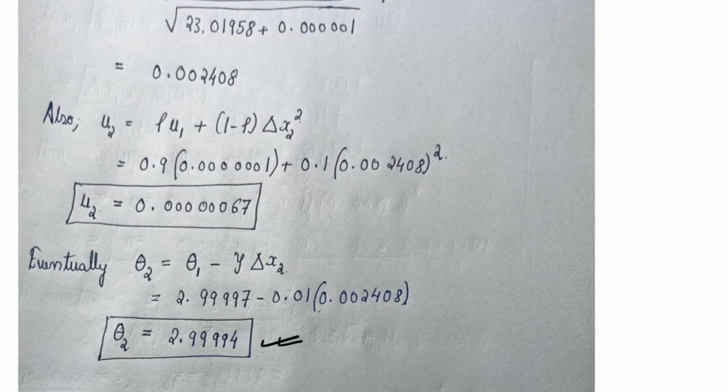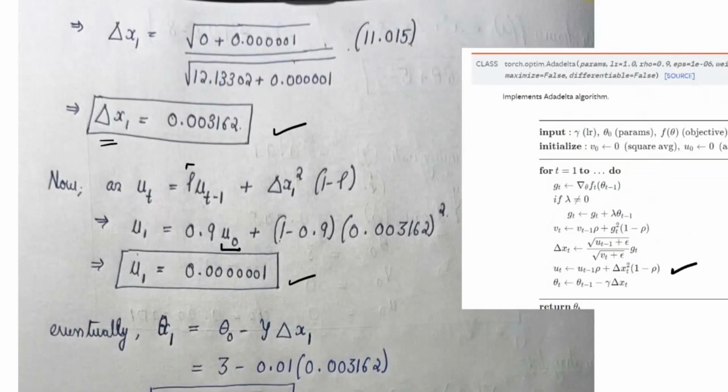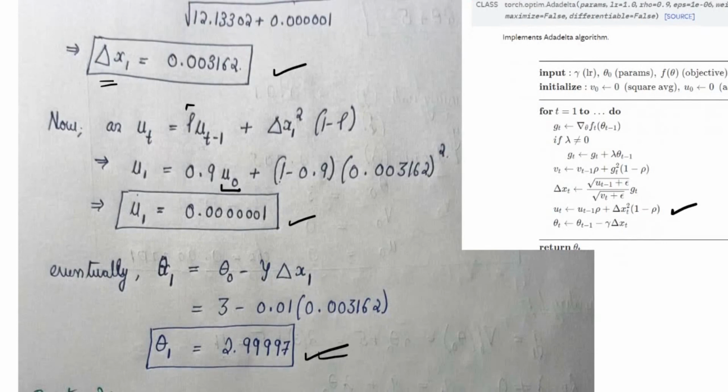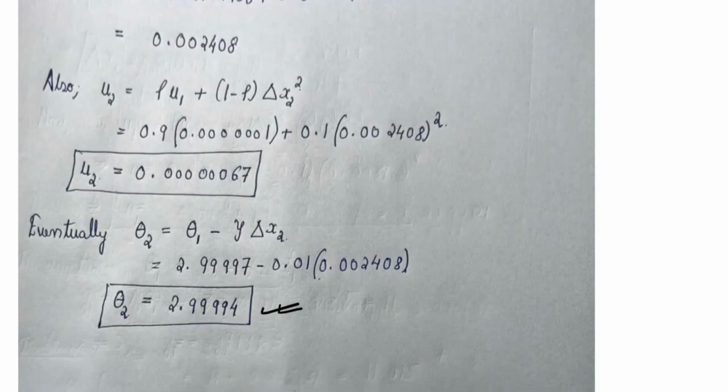It is a very slow progression which we are observing, that the value of theta 1 initially was 2.997 if I am not wrong. Yeah, 2.997 was the value of theta 1. It reduced a bit to 2.9994. Now if I continue at this pace, it's going to take a very long time if I even calculate with pen and paper. Let's try to experiment with this entire algorithm on Pytorch.